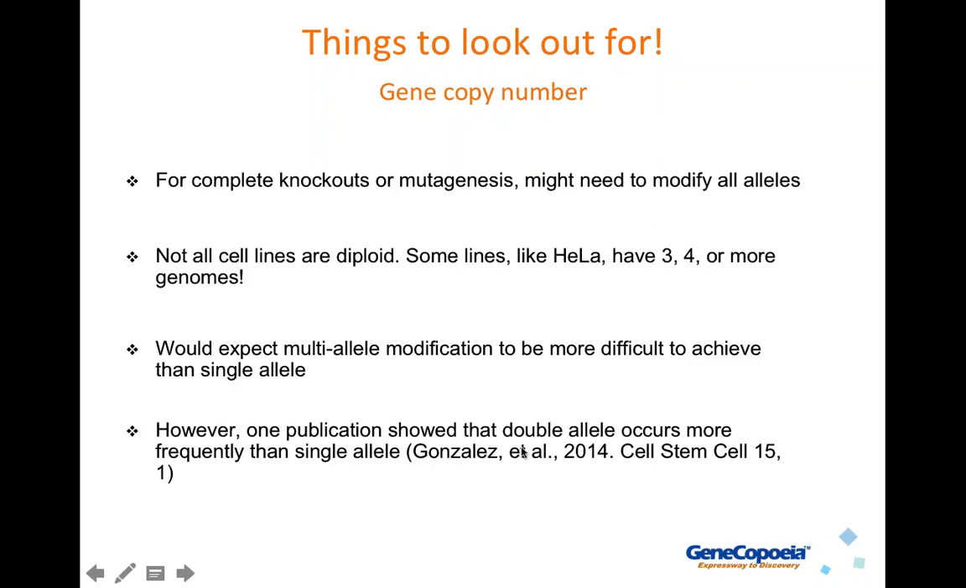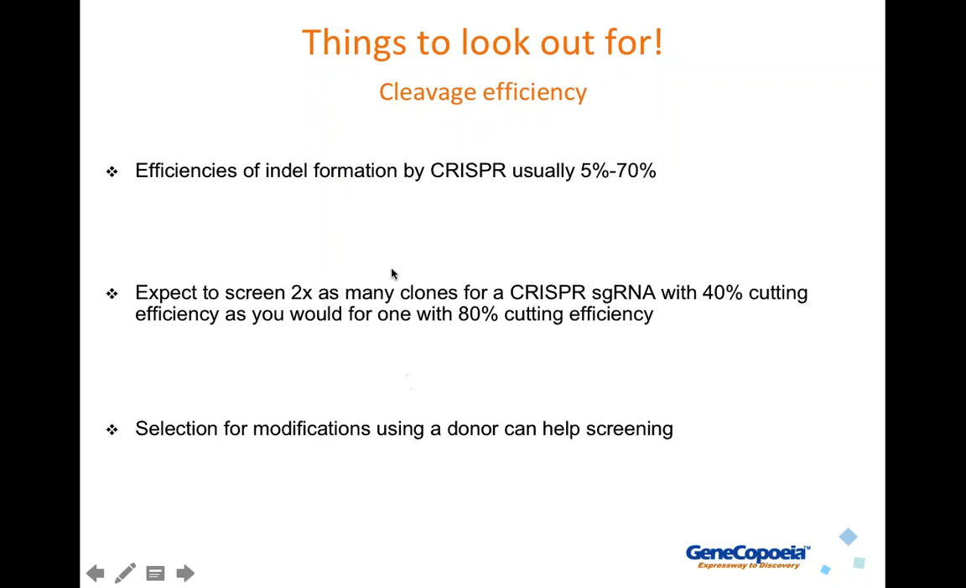The second pitfall to look out for, which I already mentioned but will go over again, is gene copy number. For complete knockouts or mutagenesis, you might need to modify all alleles, but not all cell lines are diploid. I don't need to go through these again, but we recommend checking the gene copy number, which will help you tremendously during your screening procedures.